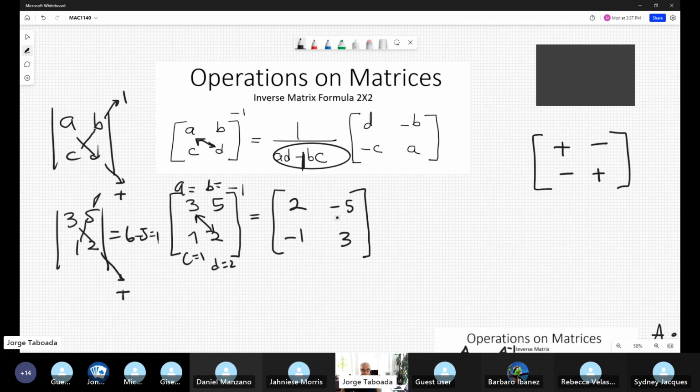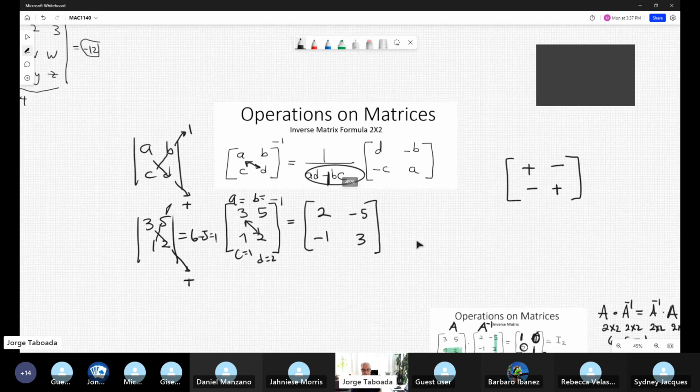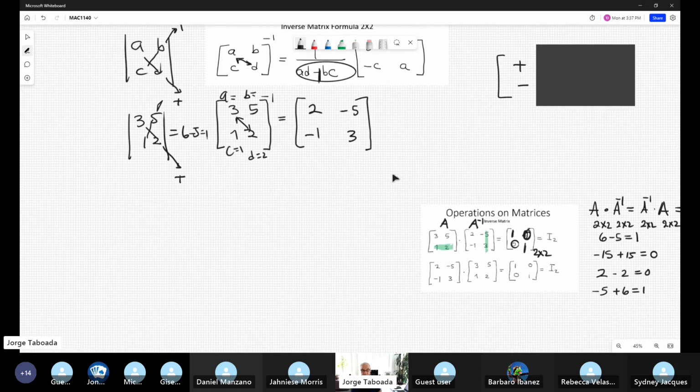Okay? And that's it, no? I have another way that I want to illustrate by hand and also in GeoGebra. Let me try.